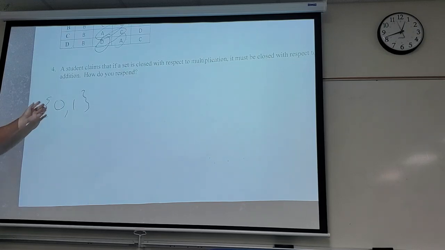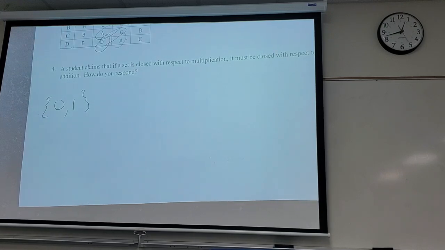Is it closed under multiplication? What's 0 times 0? What's 0 times 1? What's 1 times 1? That's all the combinations, correct? And every result was in this set. So is this closed under multiplication? Yes.